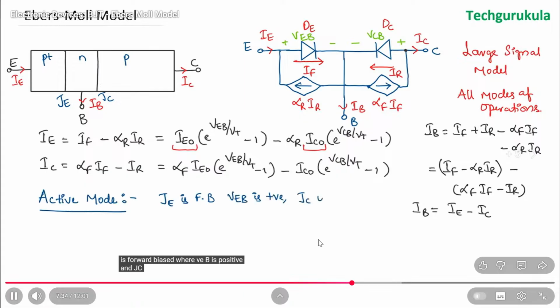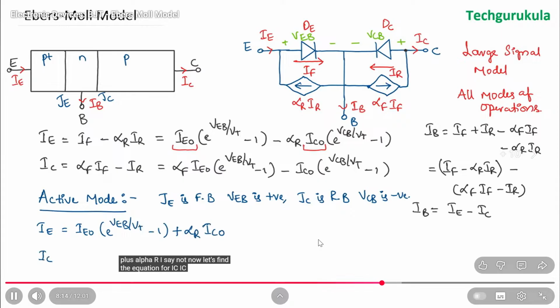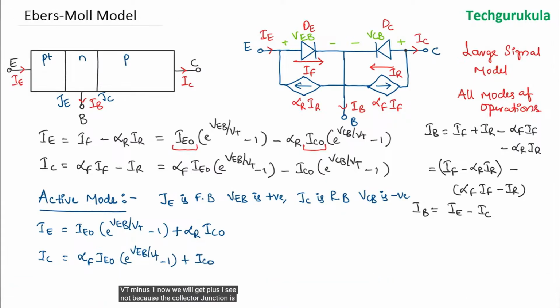JC is reverse biased, which means IE naught times e power VEB over VT. We would have IC equal to IC naught, because the collector junction is reverse biased, hence we will have reverse saturation current there, negative over VT minus 1. Now we would get plus IC naught, because the collector junction is reverse biased, hence we will have reverse saturation current there, negative of negative positive, hence we got plus IC naught. Now let's get the similar equations from the previous video where we derived.